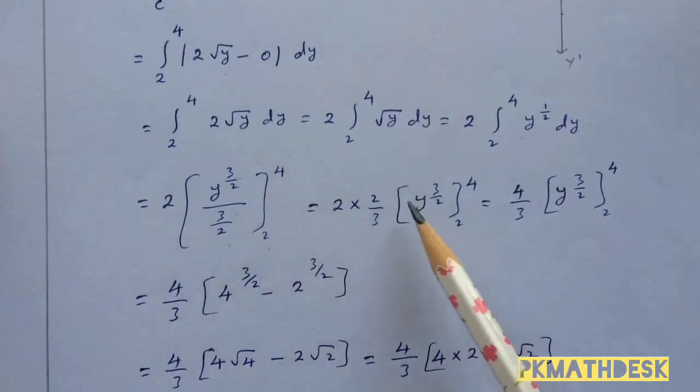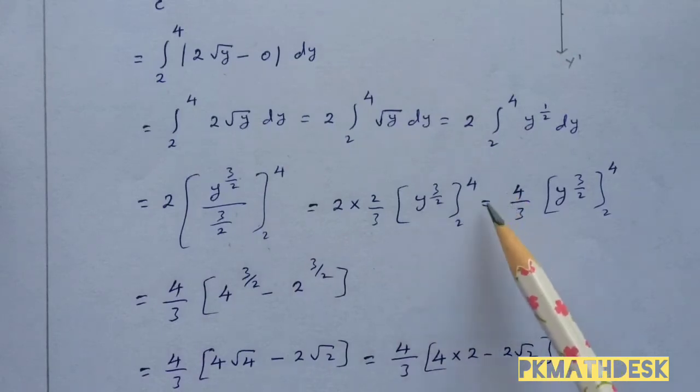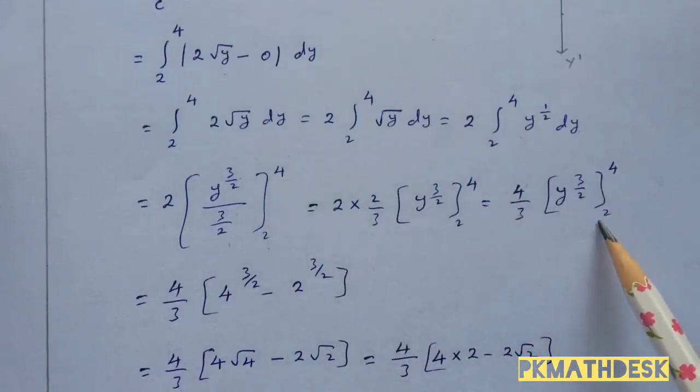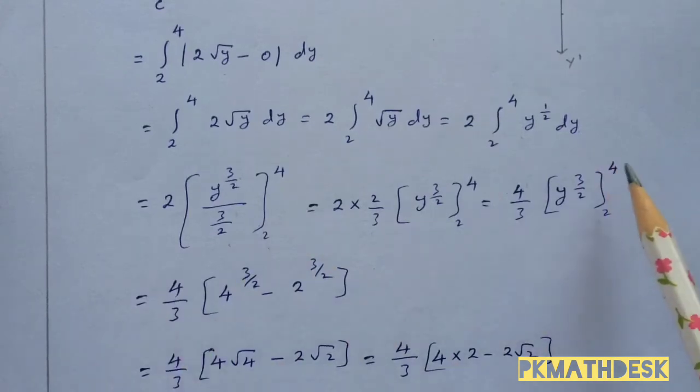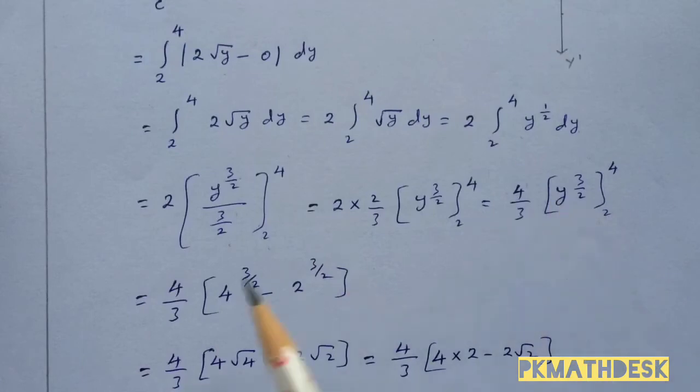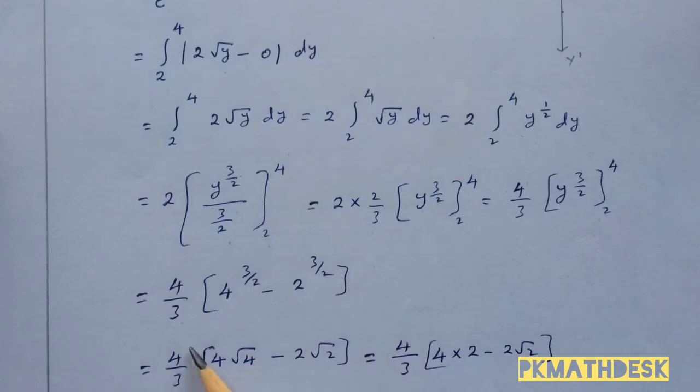That is equal to 2 into 3 by 2, take the reciprocal, 2 by 3 into y power 3 by 2, which is 4 by 3 into y power 3 by 2, the limit equal to 2 to 4. Substituting the upper limit y equal to 4 minus the lower limit y equal to 2, that is equal to 4 by 3 into 4 power 3 by 2 minus 2 power 3 by 2, equal to 4 divided by 3, 4 into root 4 minus 2 into root 2.